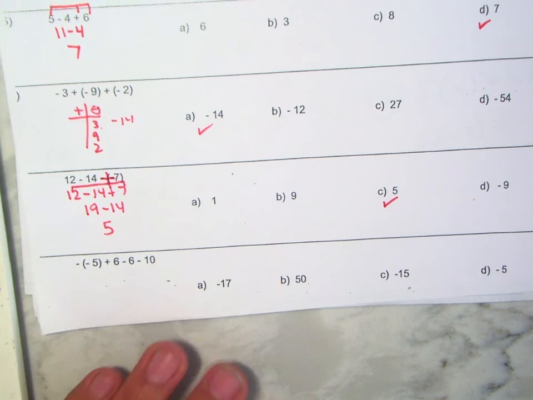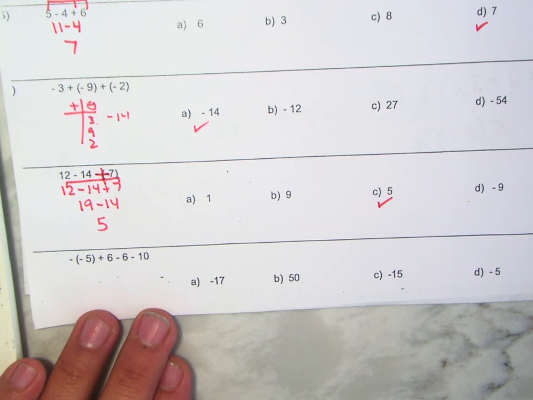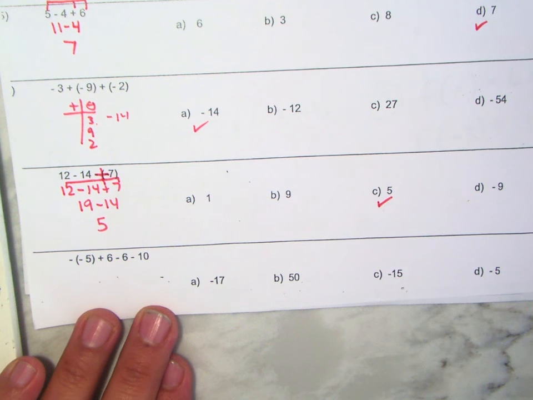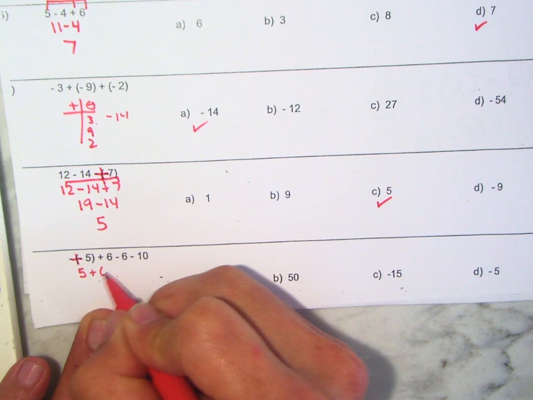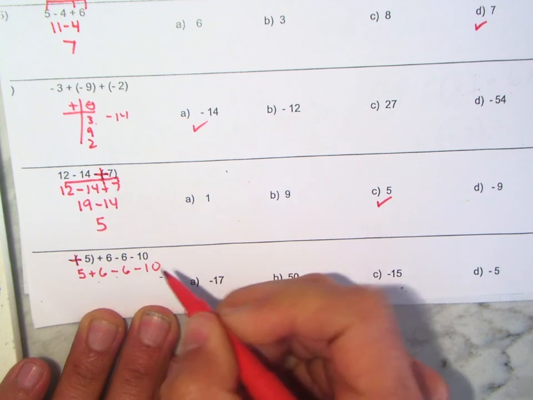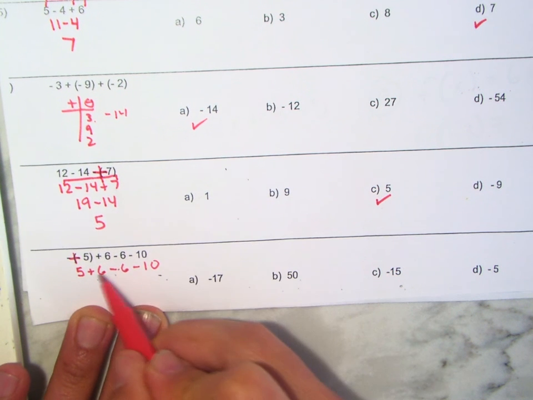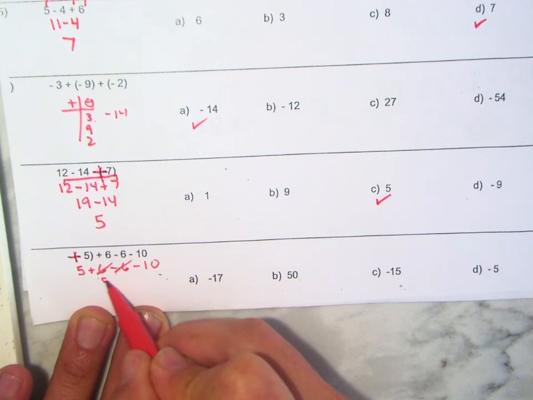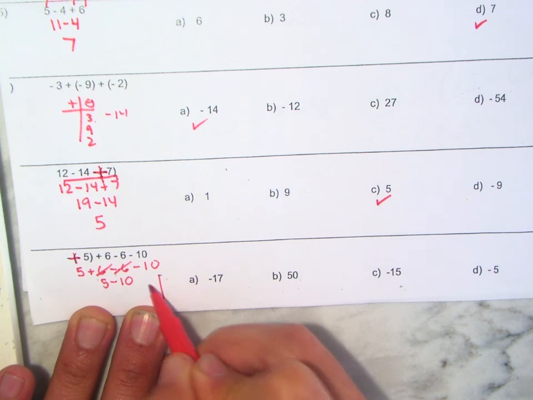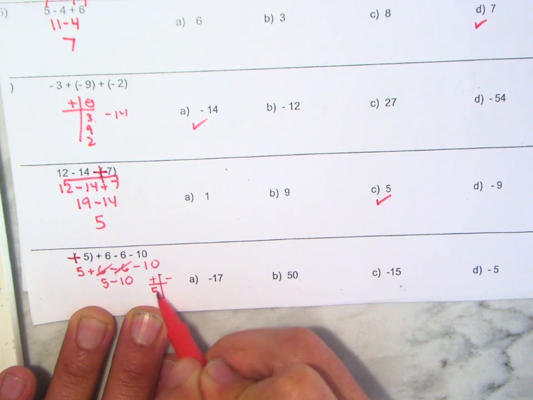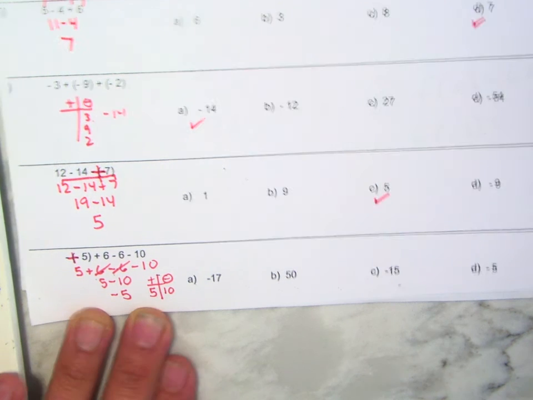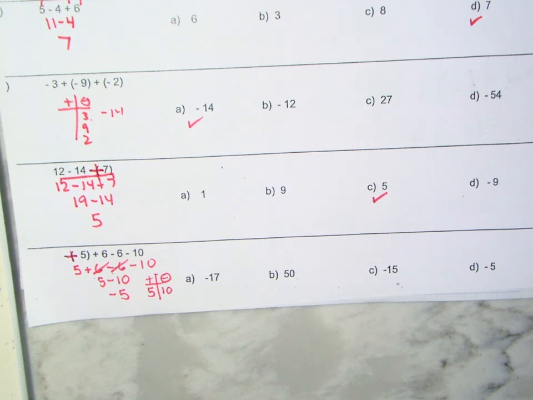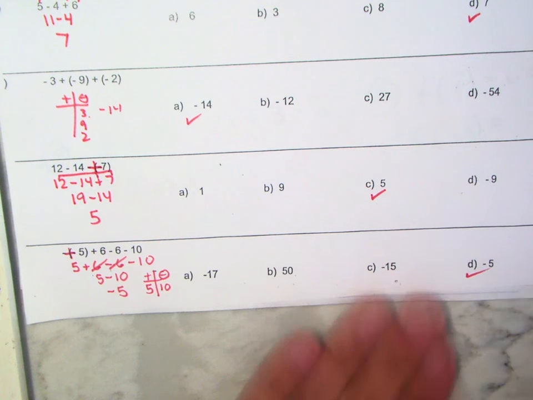And the last one is a negative. So I could go ahead and do this one, right? So that's a positive right there. So 5 plus 6 minus 6 minus 10. Well, can I do 6 take away 6? Yeah, that's 0. So then I'm left with 5 minus 10. And then I could do the T chart. Positive 5, -10. The negative wins by 5. So my answer is which one? Yeah, D. Here we go.